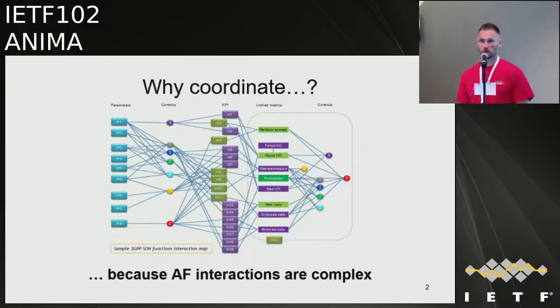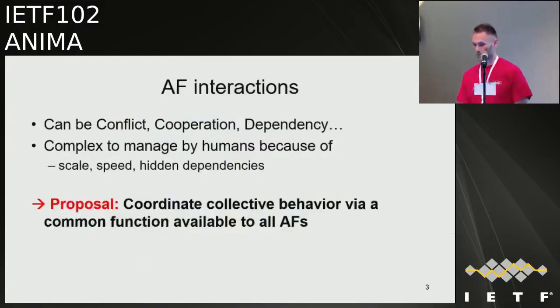So those interactions are quite complex. So we want to have non-human interventions to coordinate. Next slide, please. So, different types of interactions. There may be others, but essentially conflict, and it needs to be well handled. Cooperation or dependency between the different functions, so one function will need the outcome of another to perform well. It's complex to be managed by humans because of scale, speed, and hidden dependencies.